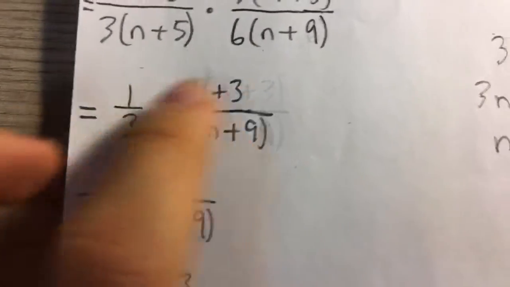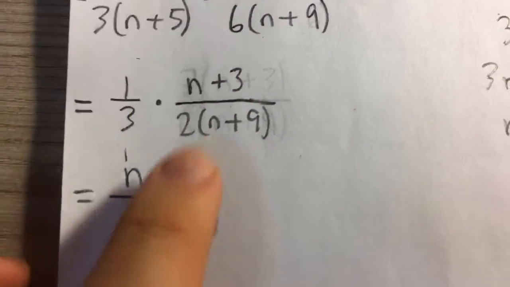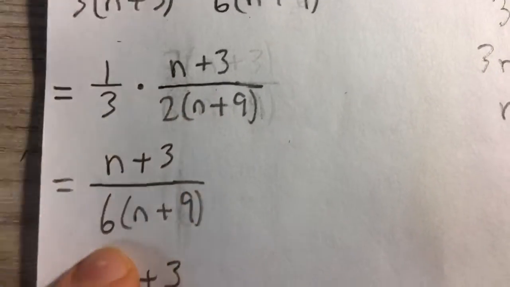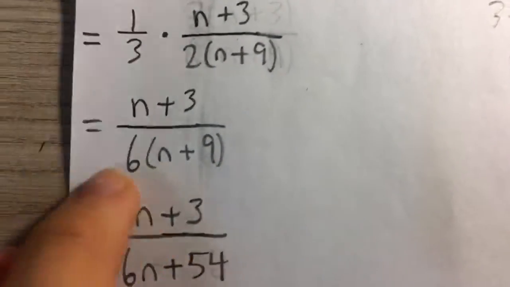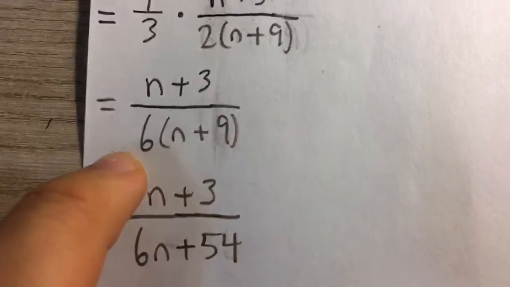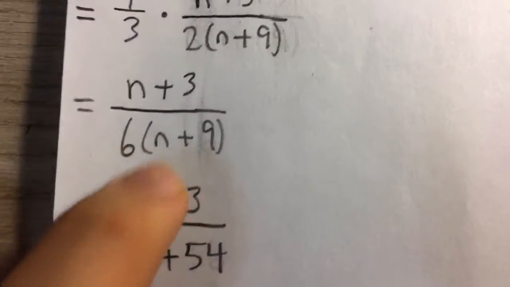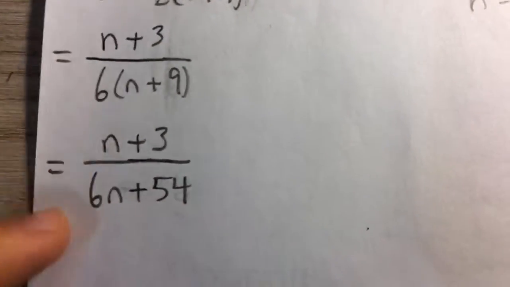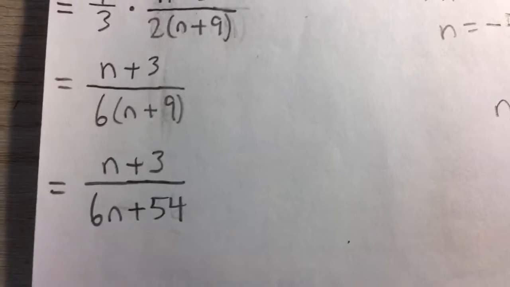And so now we can multiply the numerators to get n plus 3, multiply the denominators to get 3 times 2 is 6 times n plus 9. That can be your final answer, or you could use a distributive property to get in the denominator 6 times n, or 6n, and 6 times 9, which is 54. And so either of these answers are good.